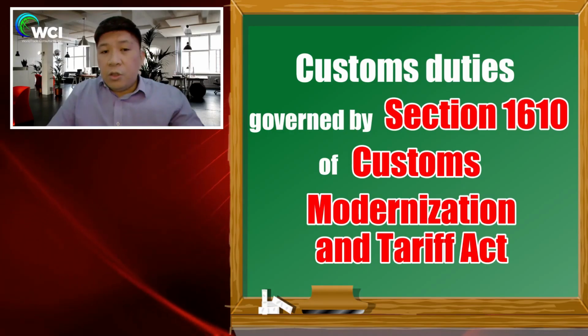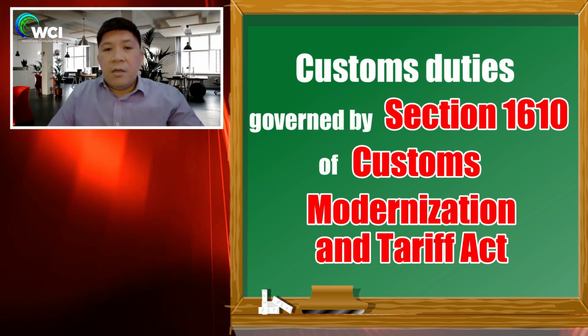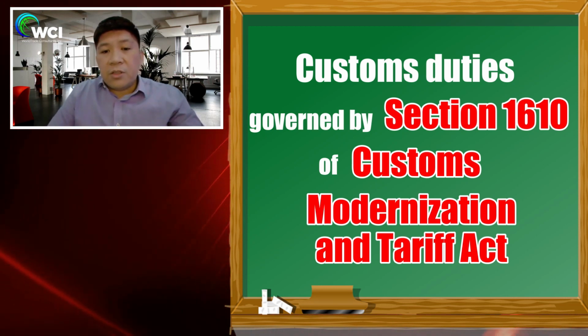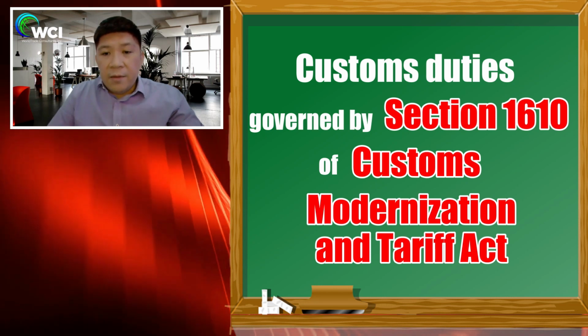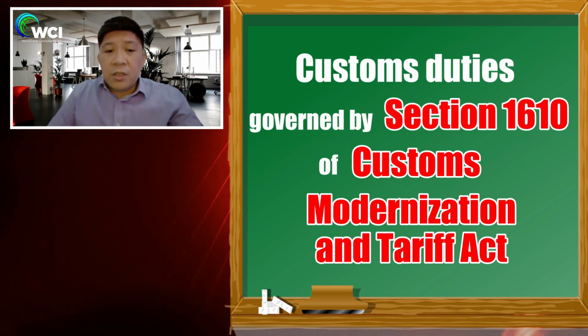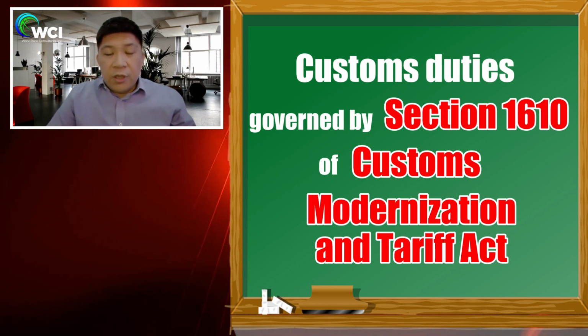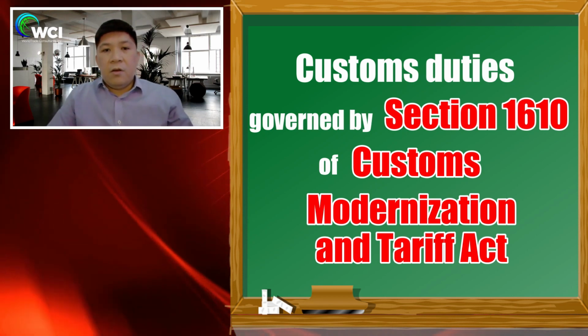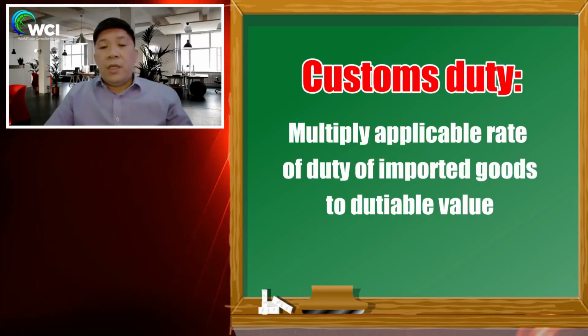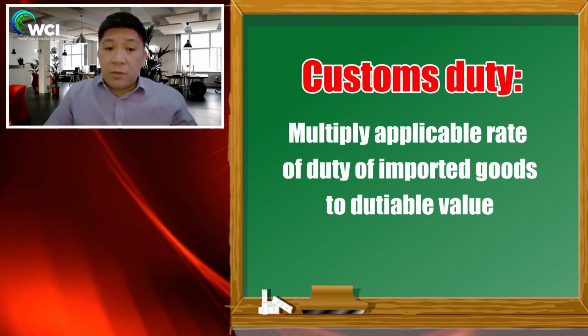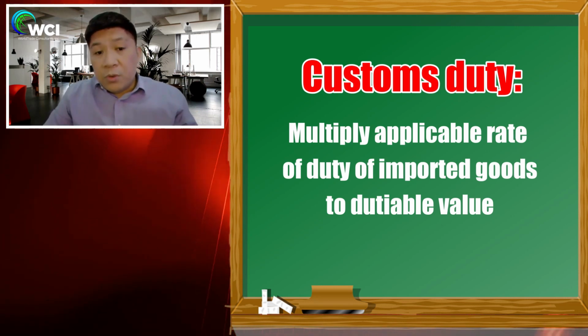So let's now talk about the details. We have discussed already your dutiable value, right? Your customs duty is governed by Section 1610 of the CMTA. Depending on how you classify your goods, there is a corresponding rate of duty for each product. Once you have classified it and you know the rate of duty, you simply multiply that rate of duty to your dutiable value in peso to come up with your customs duty.